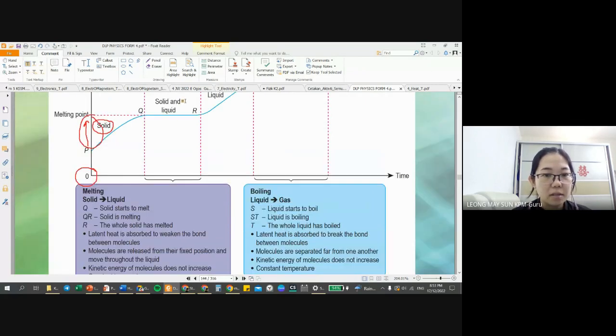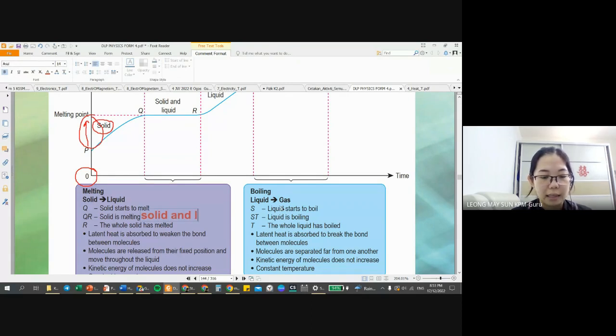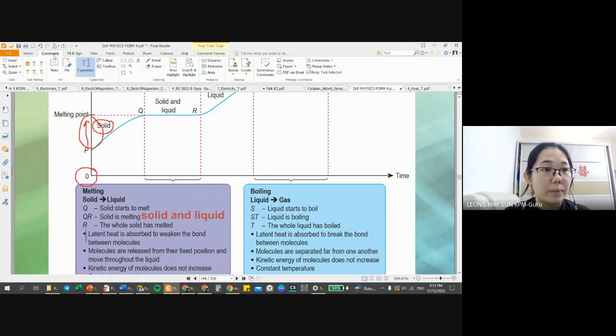And then at the horizontal line of Q to R, the solid is melting. When the solid is melting, this means that solid and liquid exist at the same time. When solid and liquid exist at the same time, latent heat is being absorbed. Because this is changing phase, the temperature doesn't change. It's at the melting point. So latent heat is being absorbed to weaken the bonds of the molecules.